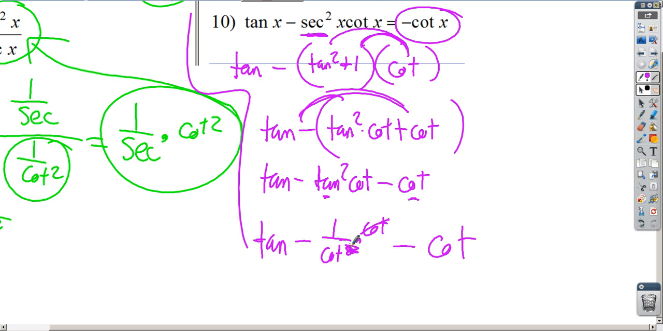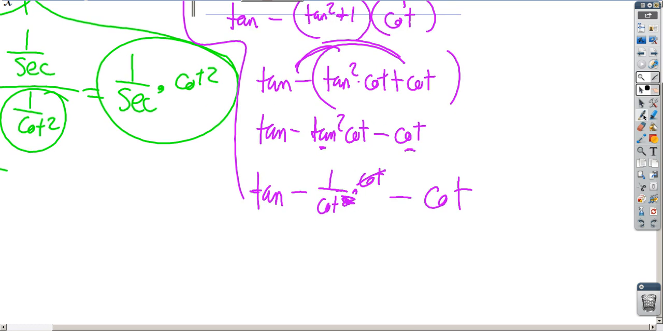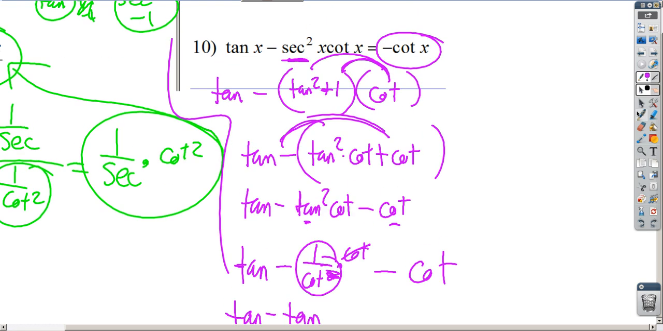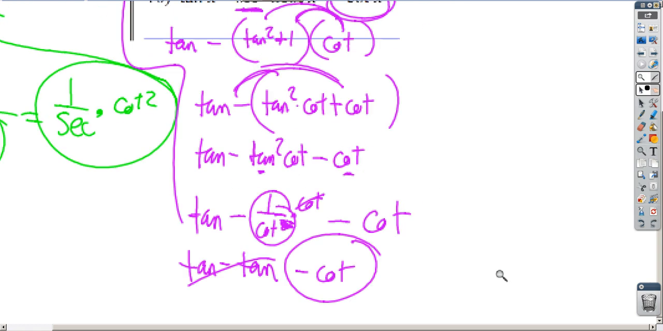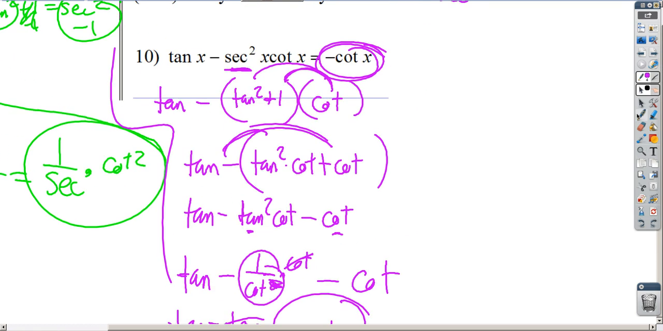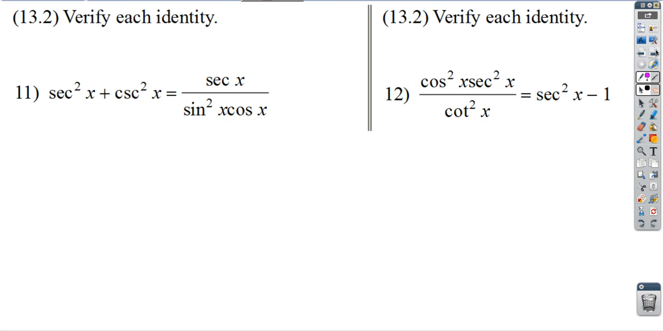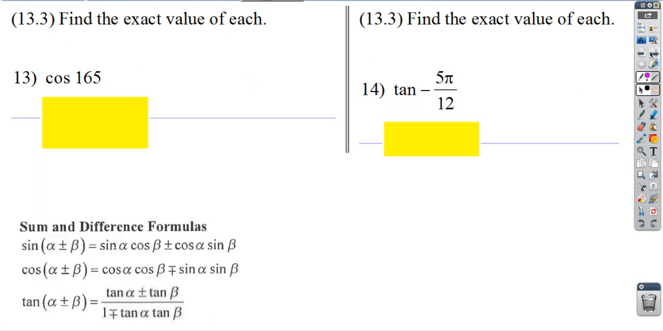And what's another name for 1 over cotan? Well, 1 over cotan, that's the same as tangent. So this whole thing is the same as tangent. You kind of knew that that had to be the case, because remember, we're trying to get everything to cancel except for the negative cotan. That's the only way to make that happen. So those cancel, we're left with negative cotan. And let's just verify that's exactly what we wanted to prove right there. So that is done. Okay, we'll finish 13.2 right here, and then the next part is 13.3.